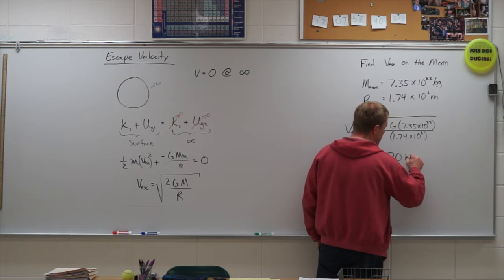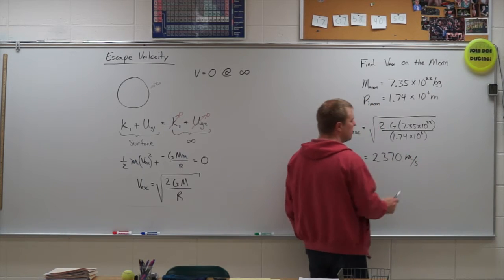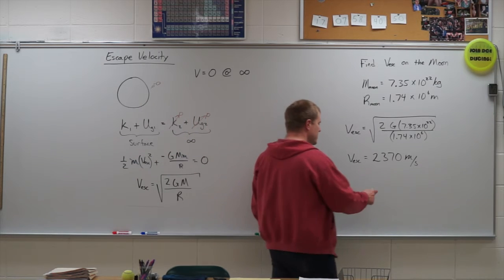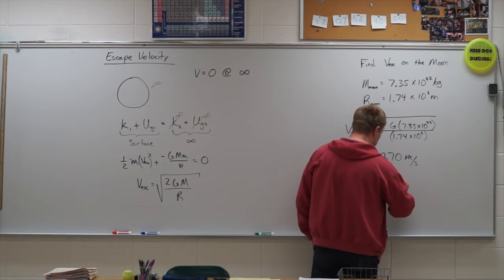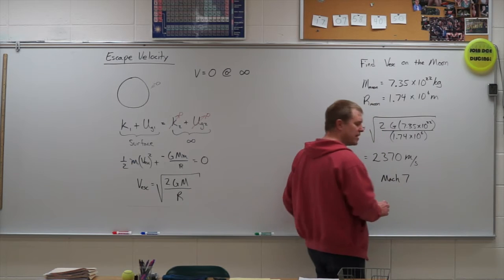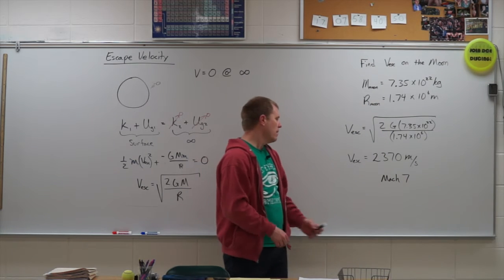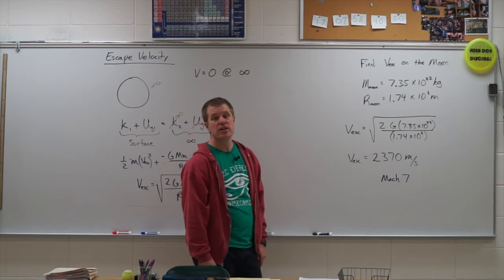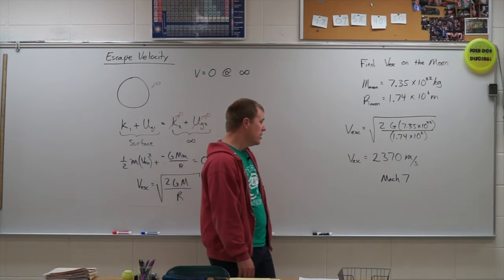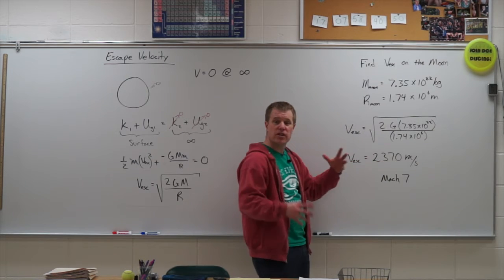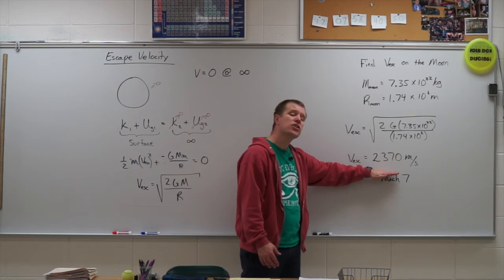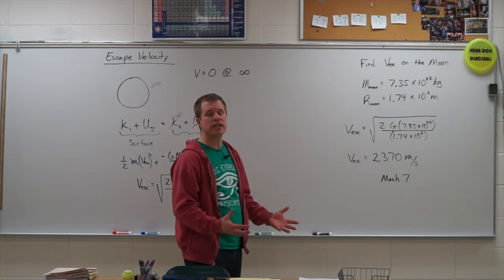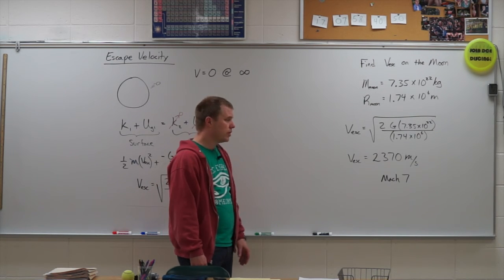2,370 meters per second. To give this a number that maybe you can wrap your head around, this is pretty much Mach 7 here on Earth. So 7 times the speed of sound here on Earth would be the speed you need to project something with on the moon so that it would never come back. So even though we go to the moon, you're like, gravity's a lot less, it still has a huge escape velocity.